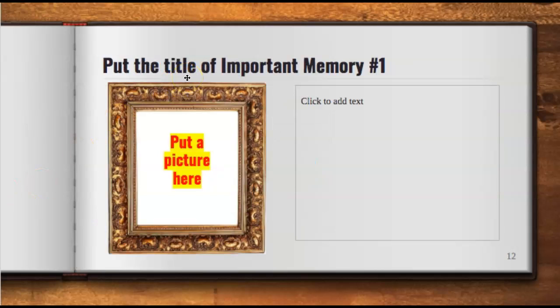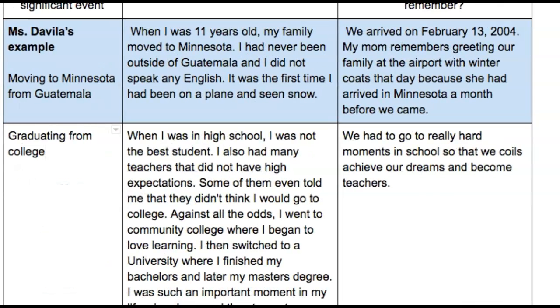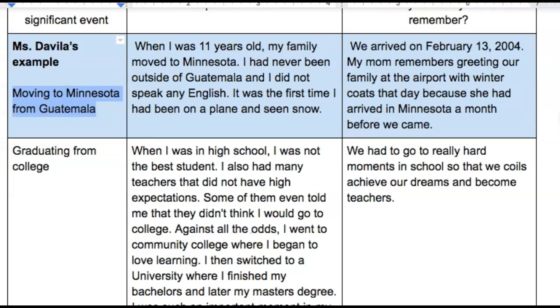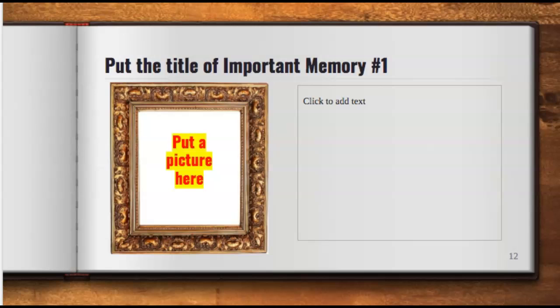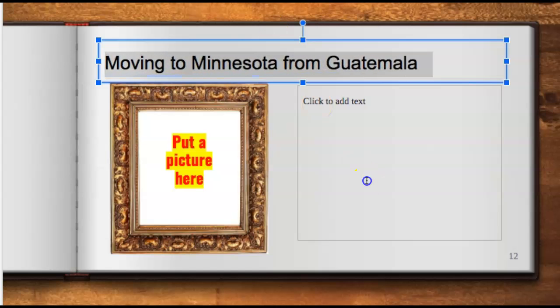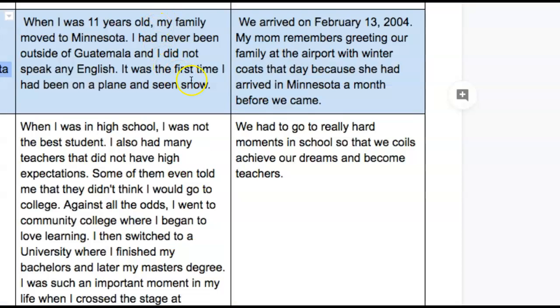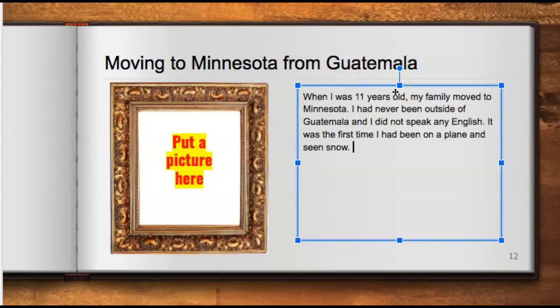And then here I have my first significant memory. So I have my graphic organizer right here. And what I'm going to do is that I'm going to copy. So moving to Minnesota from Guatemala is the title of my memory. And we're going to go back here and we're going to paste the title where it says title. And I like things to look nice, so I'm going to make sure that we have nice big font. And then we're going to copy the main part. So the part where you wrote the description of the narrative, you're going to copy it in here.